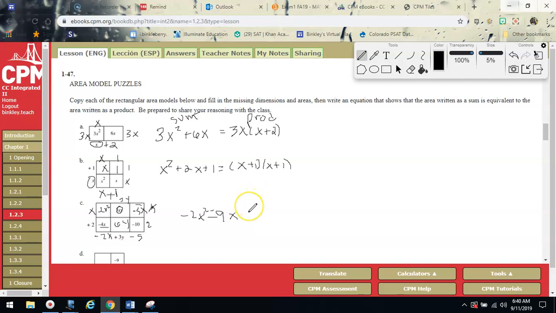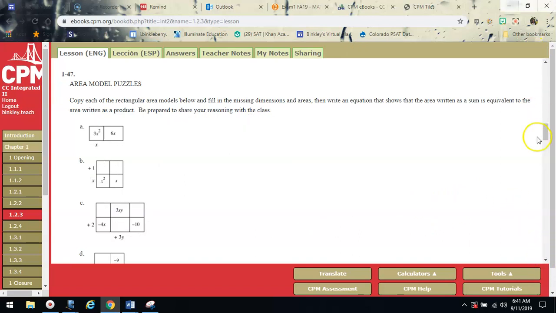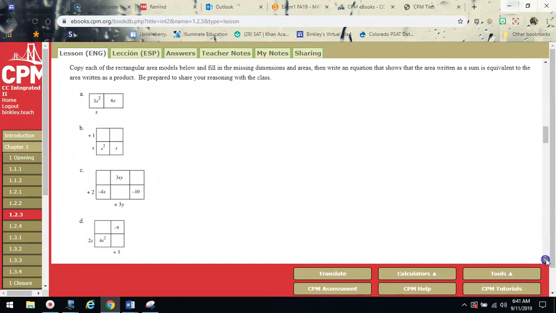Minus 9x, we have a 3xy, we have a 6y, and we have a negative 10 is equal to, and you guys do the length times the width. So the length is negative 2x plus 3y minus 5. And you guys just put that whole thing there. And the width is x plus 2. And you put that whole thing there. And I think you guys can finish that up. I think you can finish D up.